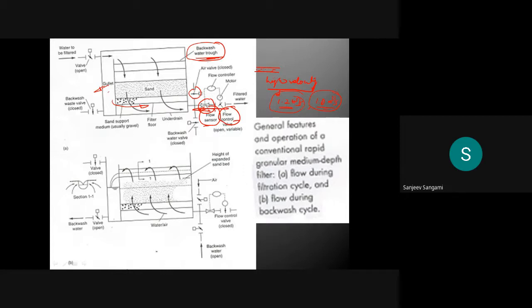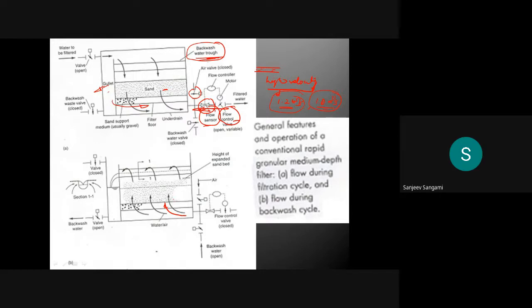Then, the particles will be supported by gravel. You have observed in the previous class the schematic representation of the rapid sand filter, where you can observe that at the bottom the gravels will be there. See, this is the sand bed, and how it is lifting up in this figure. You can see that this is the previous case, before.